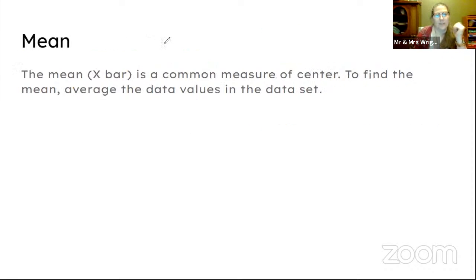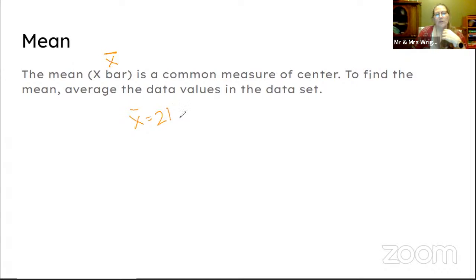Mean, we just talked about that. What is mean? You're going to add stuff up and then divide by how many there are. One thing you need to know is that the mean is also known as the X bar, which means it's X with a bar over it. So our mean on the last one was 21.1. So the X bar tells us mean or average.